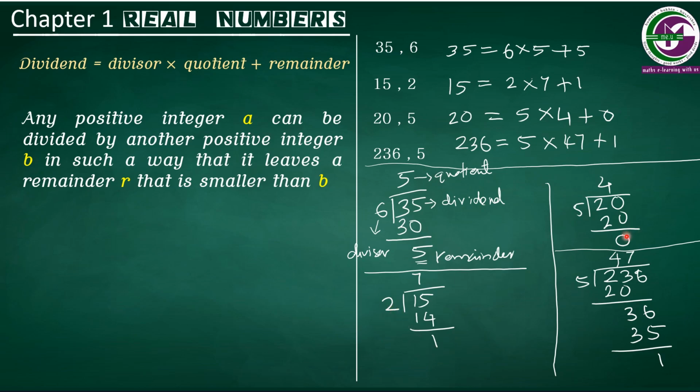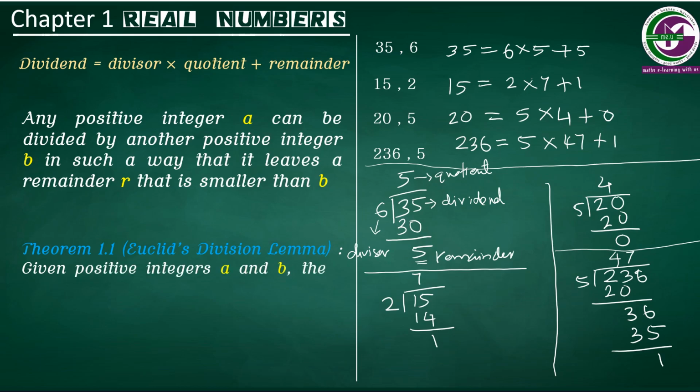The third case, the remainder is 0 and the divisor is 5. 0 is less than 5. And the last case, the remainder is 1 and the divisor is 5. So 1 is less than 5. In all the cases, we got the remainder less than the divisor b. So the same statement will form into a different structure, and that is the theorem of this chapter. Theorem 1.1, Euclid's division lemma.